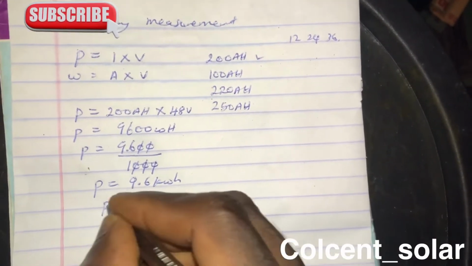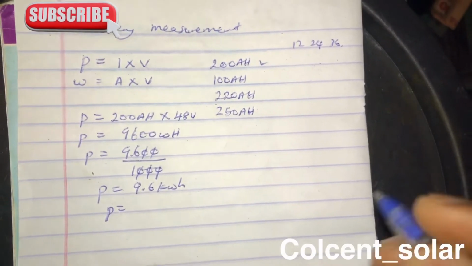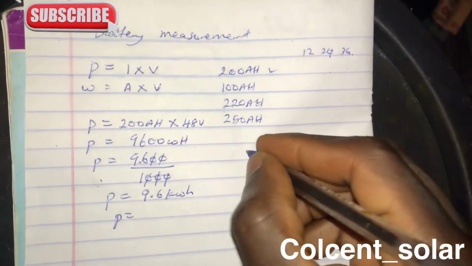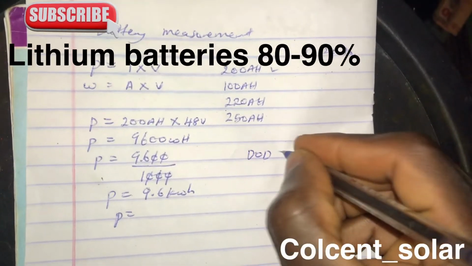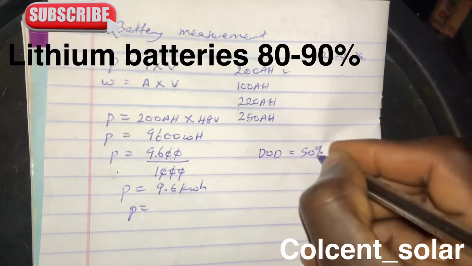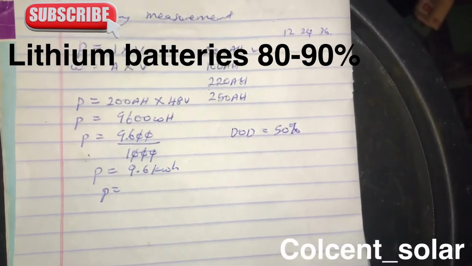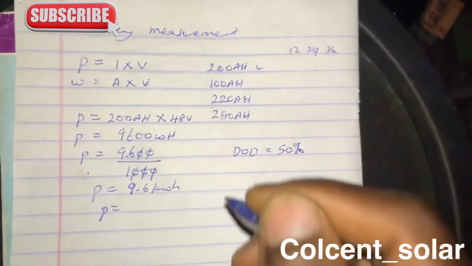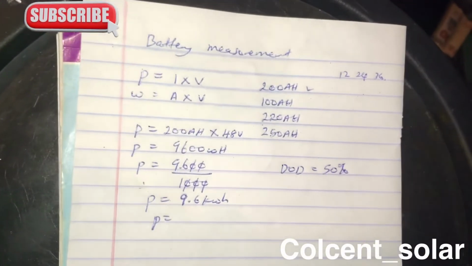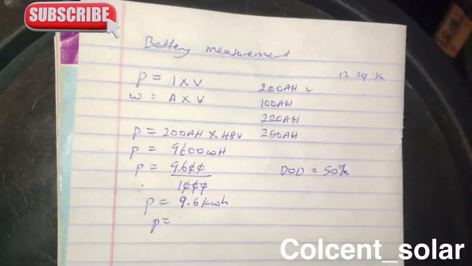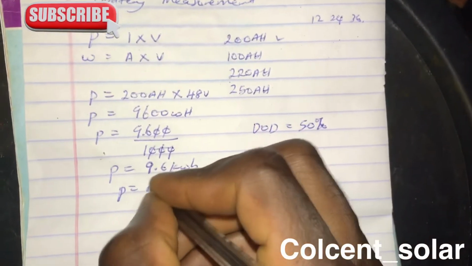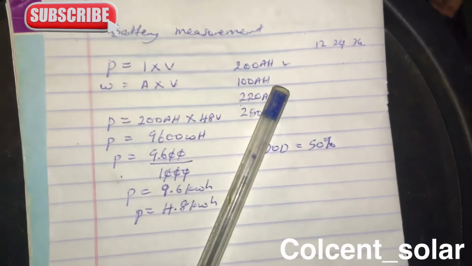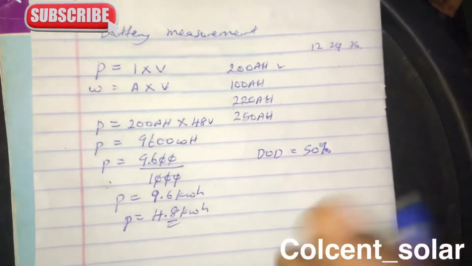But due to the fact that most lead acid batteries have a depth of discharge of 50%. Going more than 50% is actually affecting the lifespan of the battery. So with this, we divide our answer by 2. That's 9.6 divided by 2, giving us 4.8 kilowatt hour, which is the correct, like this is the actual thing.